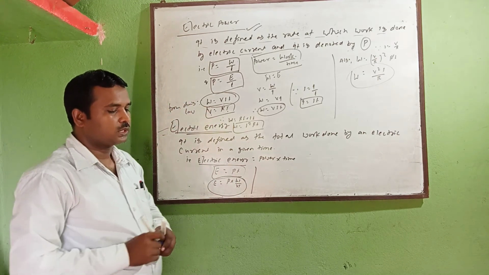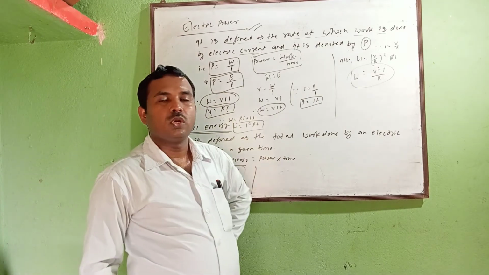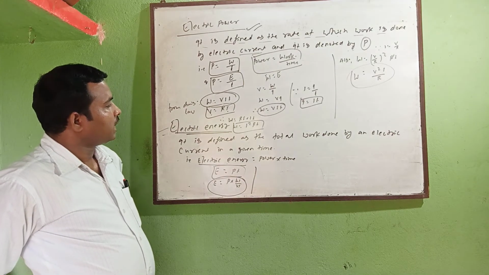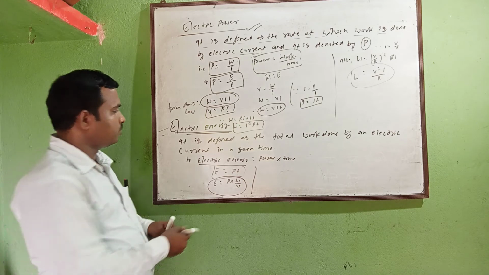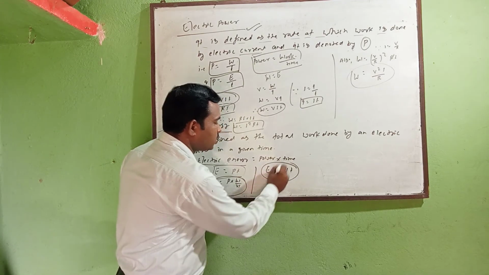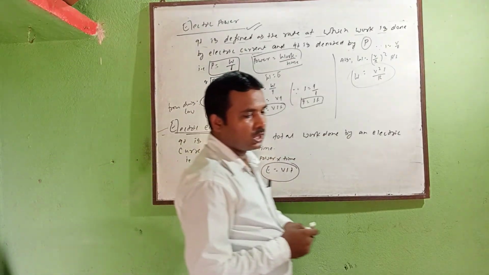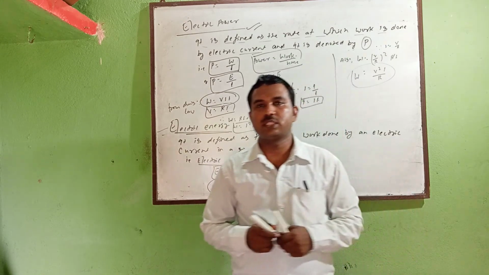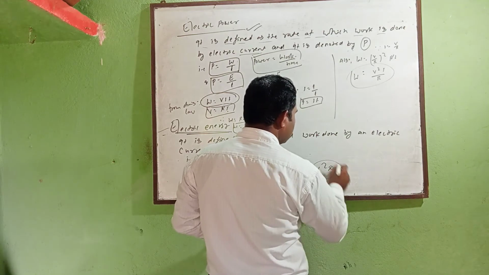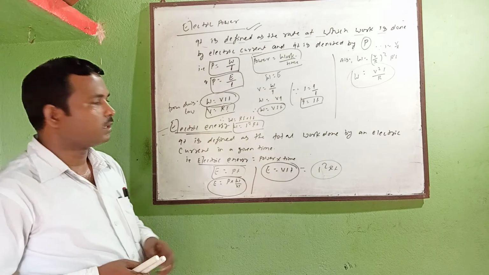And others you can also write. Which formula? E is equal to VIT. Also you can write VIT. And another in terms of resistance, because we have E is equal to VIT, this you can also use. In terms of R also you can use I square RT, that is equivalent to I square RT. So according to the questions you can use the appropriate formula.